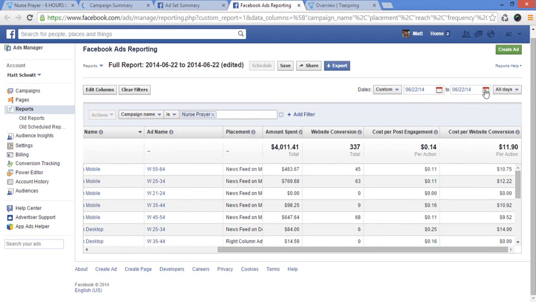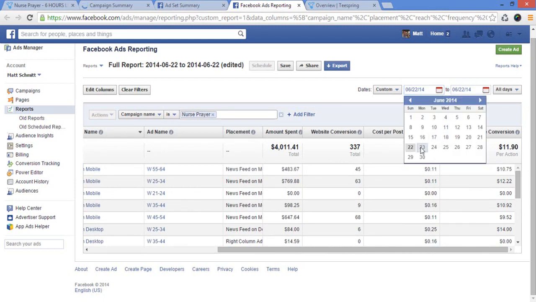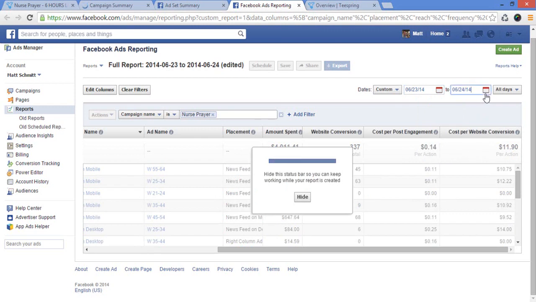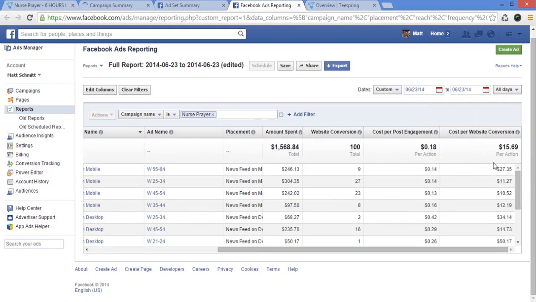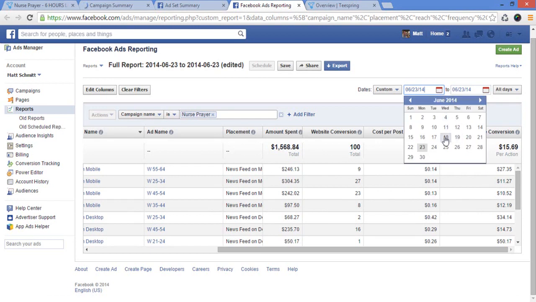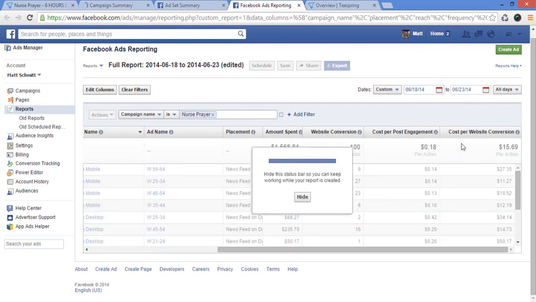Once this campaign, and this is almost the final day here, so I believe Monday is the final day. This is the last day, so you see that the cost per action has kind of gone up. I'm starting to burn through the audience, pushing really hard on this. I've gone down on total amount spent per day, but let's go ahead and pull in the entire campaign.